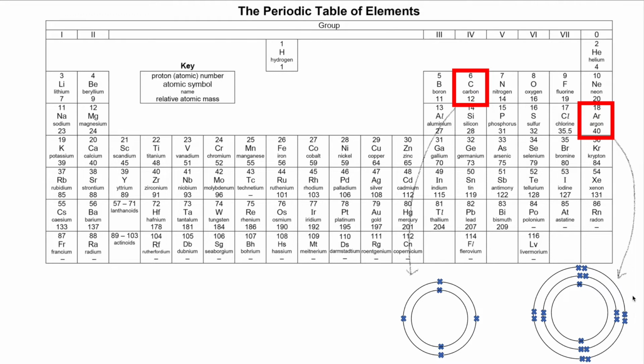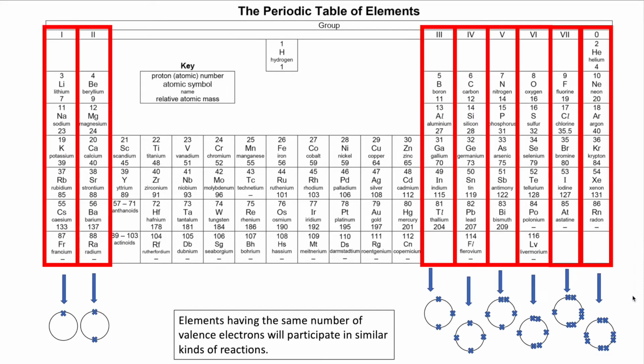And one more important thing to note is that the elements with the same number of valence electrons will show very similar chemical properties and participate in similar chemical reactions. Placing them like that in a column will allow the reader to easily anticipate the kind of characteristics it has.